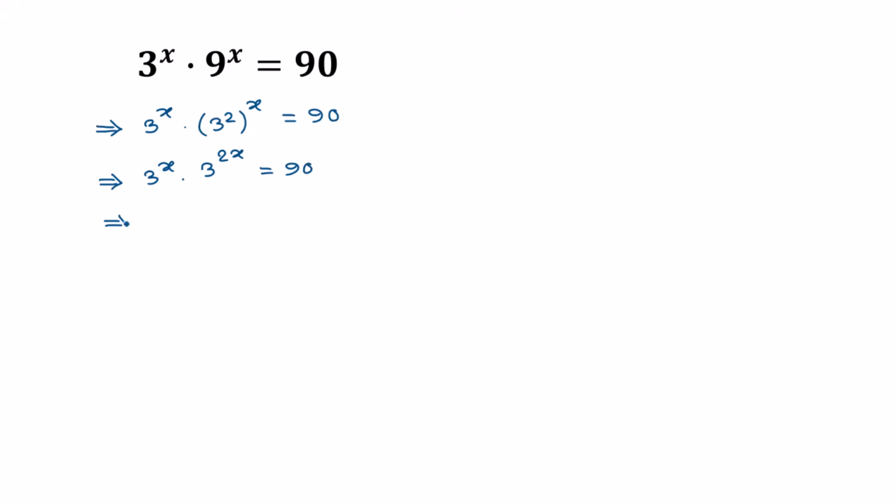Now applying the formula a to the power m times a to the power n is equal to a to the power m plus n, we can write 3 to the power of x plus twice x is equal to 90. On the left side, 3 to the power x plus twice x is thrice x, so 3 to the power 3x is equal to the right side, 90.